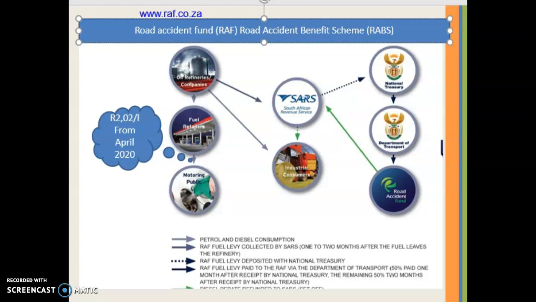RAF aims to provide a benefit scheme that is reasonable, equitable, affordable, and sustainable. RAF aims to simplify or speed up the claims process as victims of road accidents no longer have to prove who actually caused the accident. RAF enables road accident victims speedy access to medical care as delays due to the investigation into accidents have been minimized.